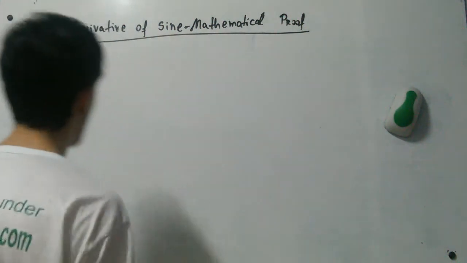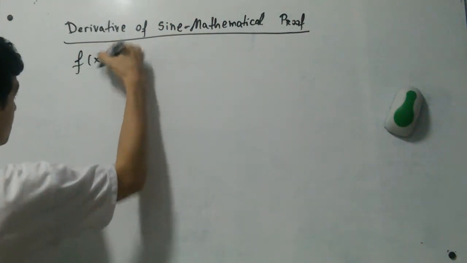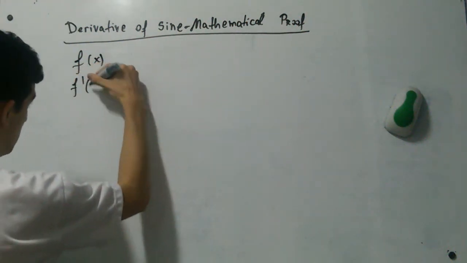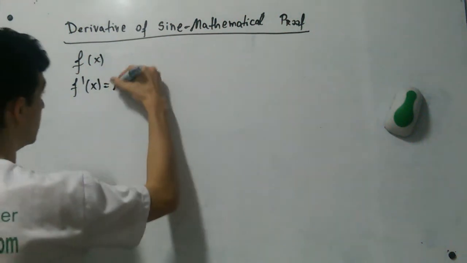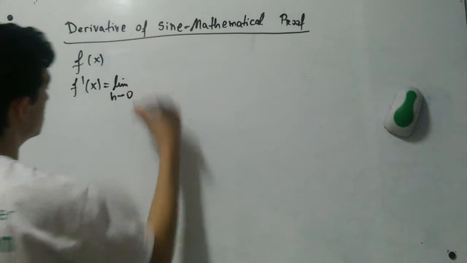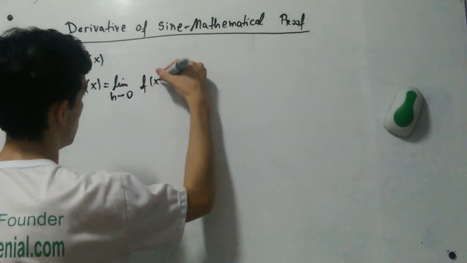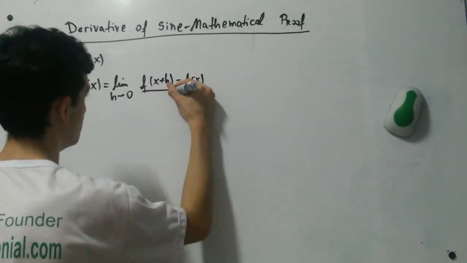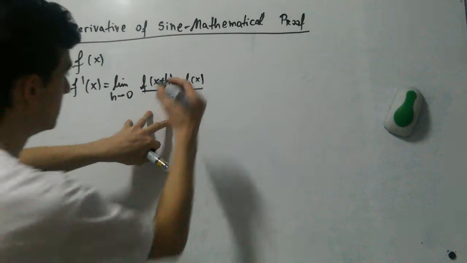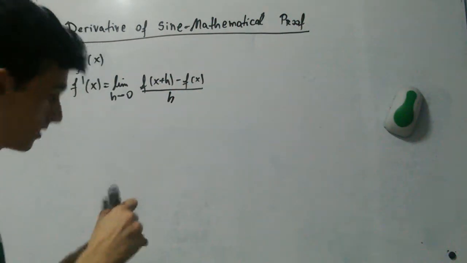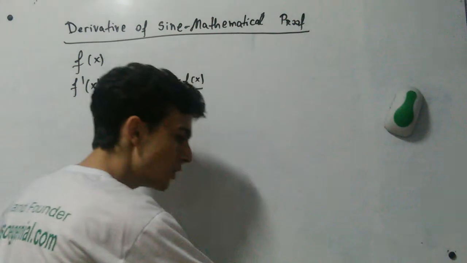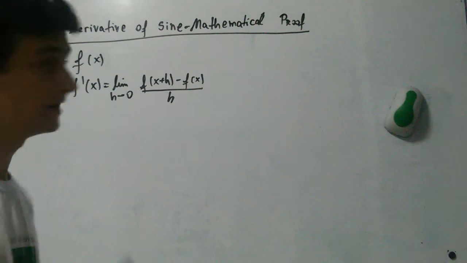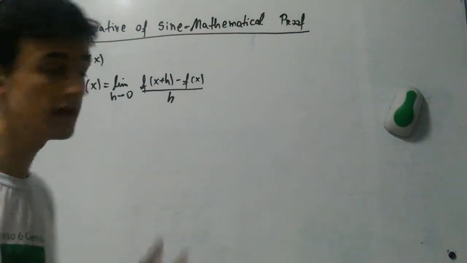If we have a function f of x, the derivative of this function, which is f prime of x, is given by the limit when h approaches 0 of f of x plus h minus f of x, all divided by h. This is the definition, using limits, of the derivative of a function. We're going to apply this definition to the sine function so that we can prove the derivative of sine.